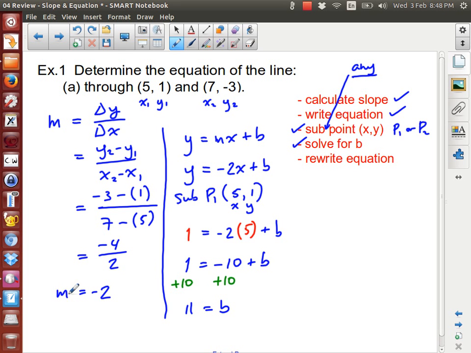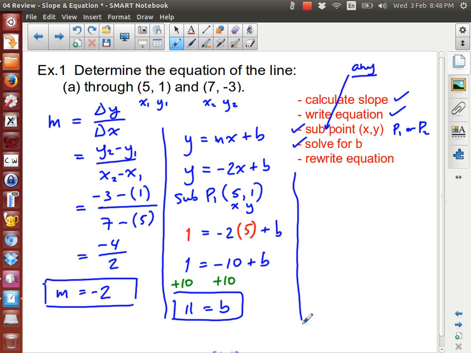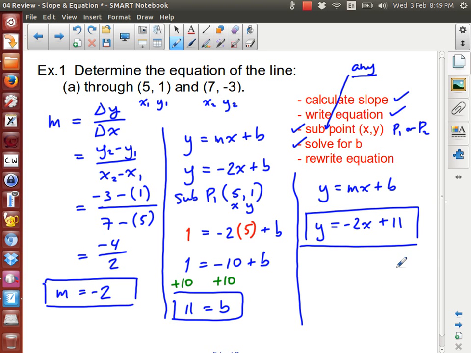Over here, I had solved for m. Here, I've solved for b. And now finally, I can rewrite my equation. y equals mx plus b is actually going to become y equals -2x plus 11. And there we have the equation of that line.